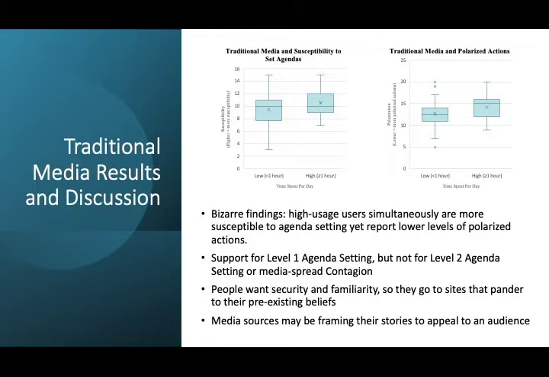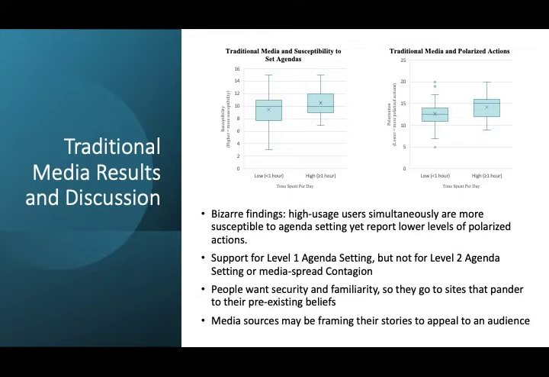That would make you think that they'd also have more polarized actions, but that doesn't appear to be the case, because that same group of individuals, the high usage group, had measurably less polarized actions than their low usage counterparts. This seems a bit odd, but there's a couple reasons this could be the case. The most compelling being that perhaps people aren't being polarized by the media, but instead have pre-existing beliefs, and when they approach traditional media, they go to the sources that frame their beliefs in a favorable light. In other words, the media isn't spreading some sort of contagion or polarization, but instead is responding to it by framing their stories in a way that appeals to their audience.